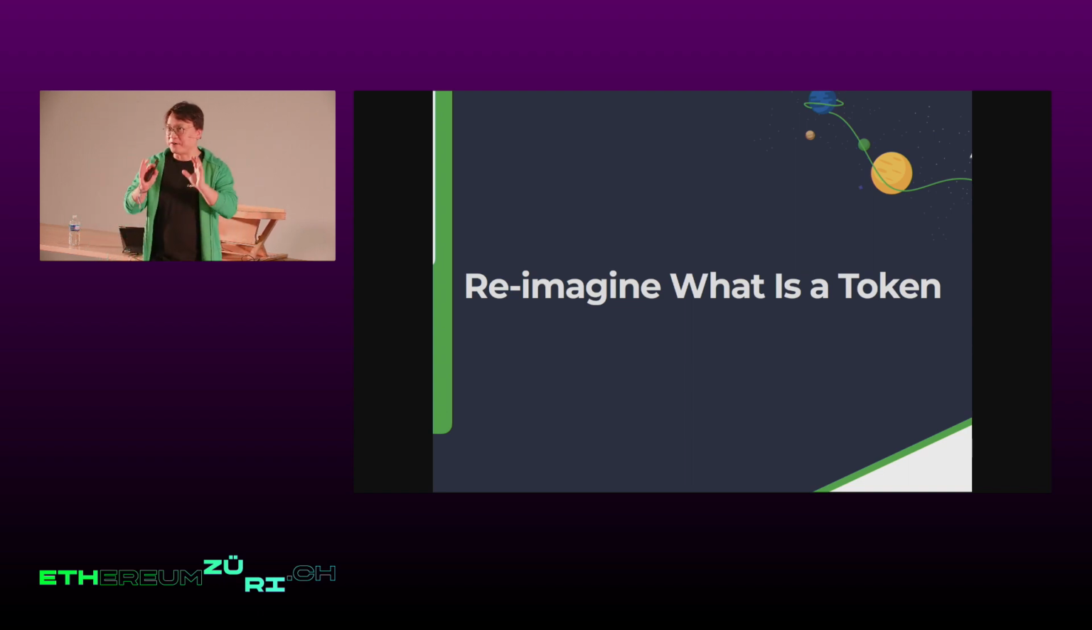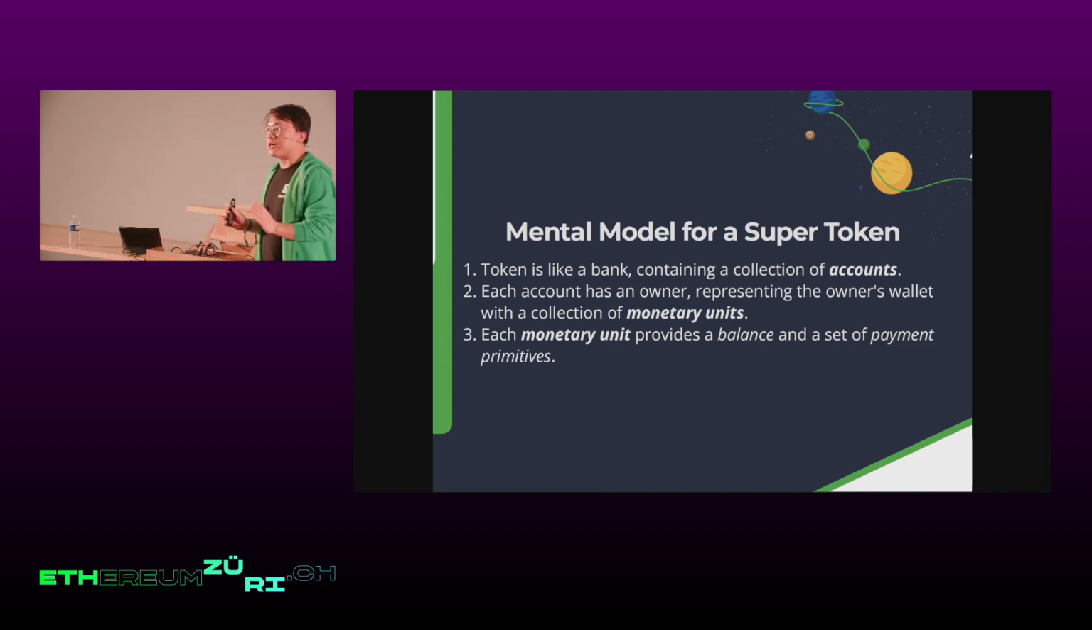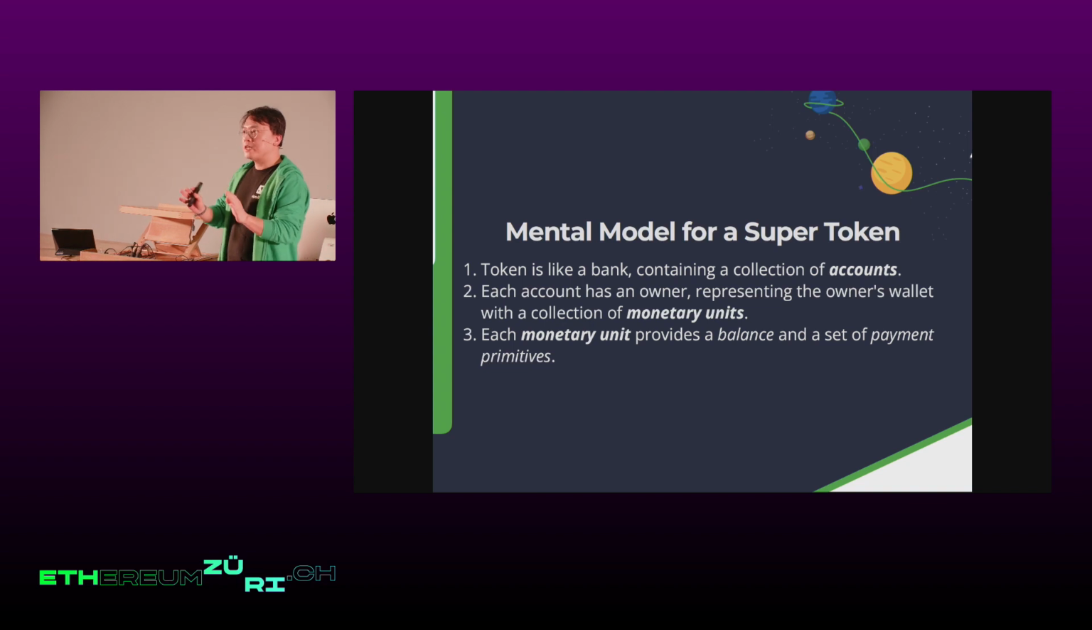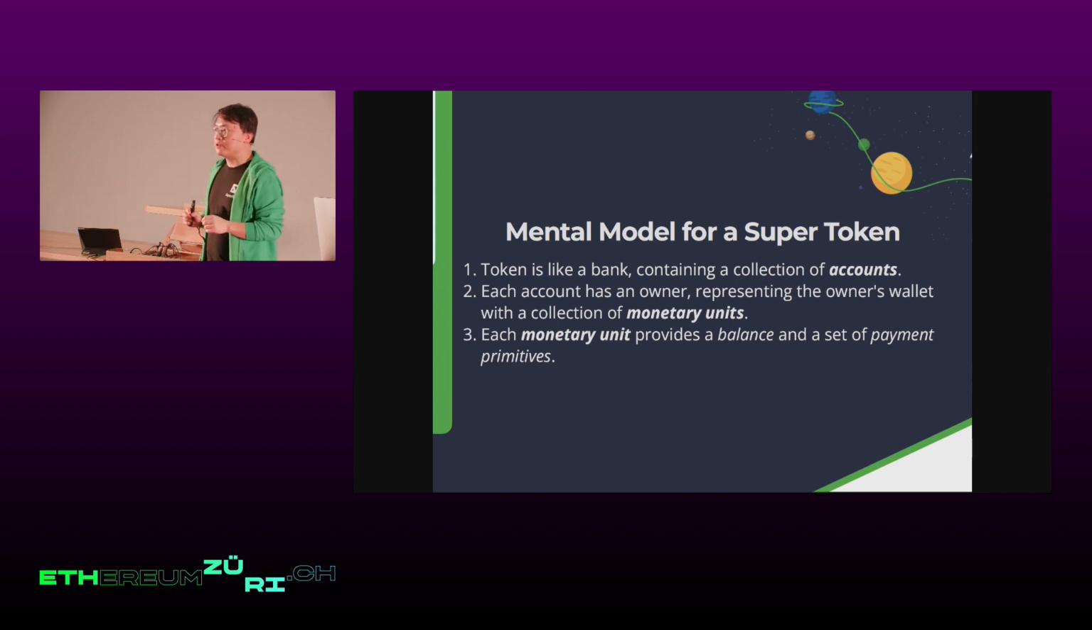So let's start with today's task. The idea is let's reimagine what is a token, right? Let's have a new mental model of what is a token. Let's call it super token for now. So a token is like a bank containing a collection of accounts. That's how we know even ERC20 tokens. Each account has an owner, representing the owner's wallet, with a collection of, let's give it an abstract name, monetary units, not to be confused with currency units. We're talking about just abstract units. And these monetary units provide a balance and a set of payment primitives. So let's have this mental model and move on.